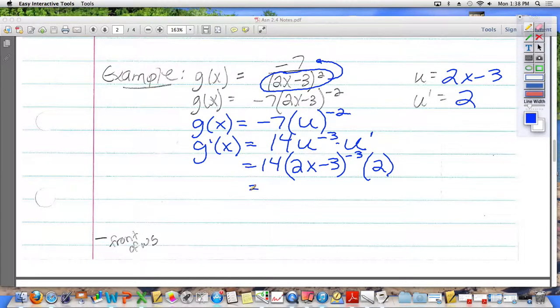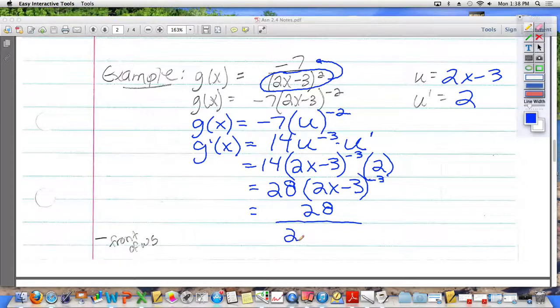Which is equal to. Clean it up, you guys. We've got a 14 out front. We have a 2 at the end. What does that give you? 28. 28 multiplied by 2x minus 3 to the power of negative 3. 28 over 2x minus 3 to the power of 3. Excellent. 28. Move the 2x minus 3 back to the bottom, change the power, so we have a positive 3.